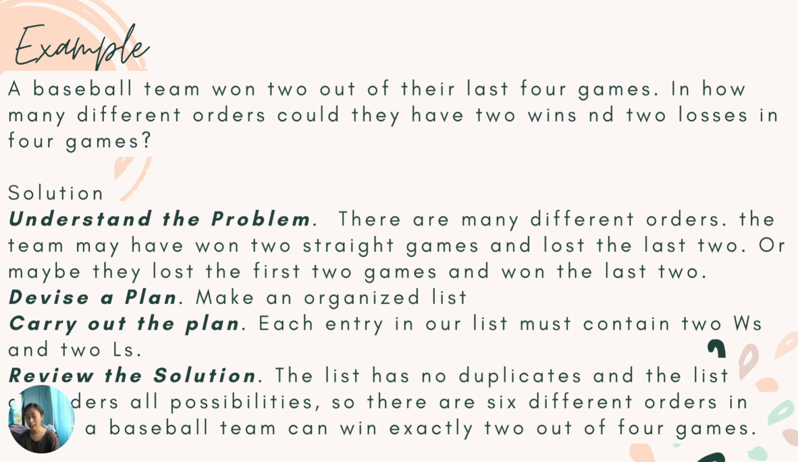Carry out the plan. Each entry in our list must contain 2 wins and 2 losses. Just like this. Lahat ng possibilities talaga. Nung unang na-mention, 2 wins, 2 losses, vice versa. Win, lose, win, lose. Binaliktad, lose, win, lose, win. Then lose, 2 wins, lose. Then lastly, win, 2 losses, and win. So, all possible orders.